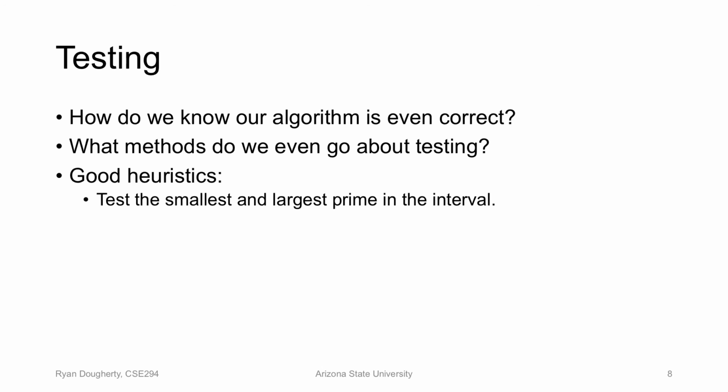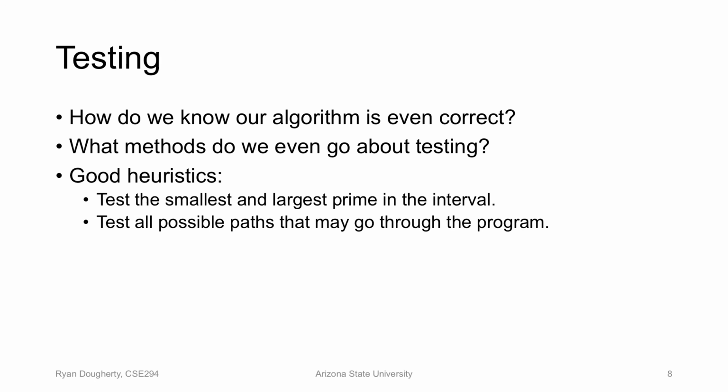So for our example, what we do is we check the bounds. We are working with 2 to 10,000, so I should check the bounds, 2 and 10,000. If 2 says yes and 10,000 says no because 10,000 is even, then that's a good heuristic. Test all possible paths. So I think this is what is called the cyclomatic number for a particular program, which is basically all the number of possible paths that can go through the program.